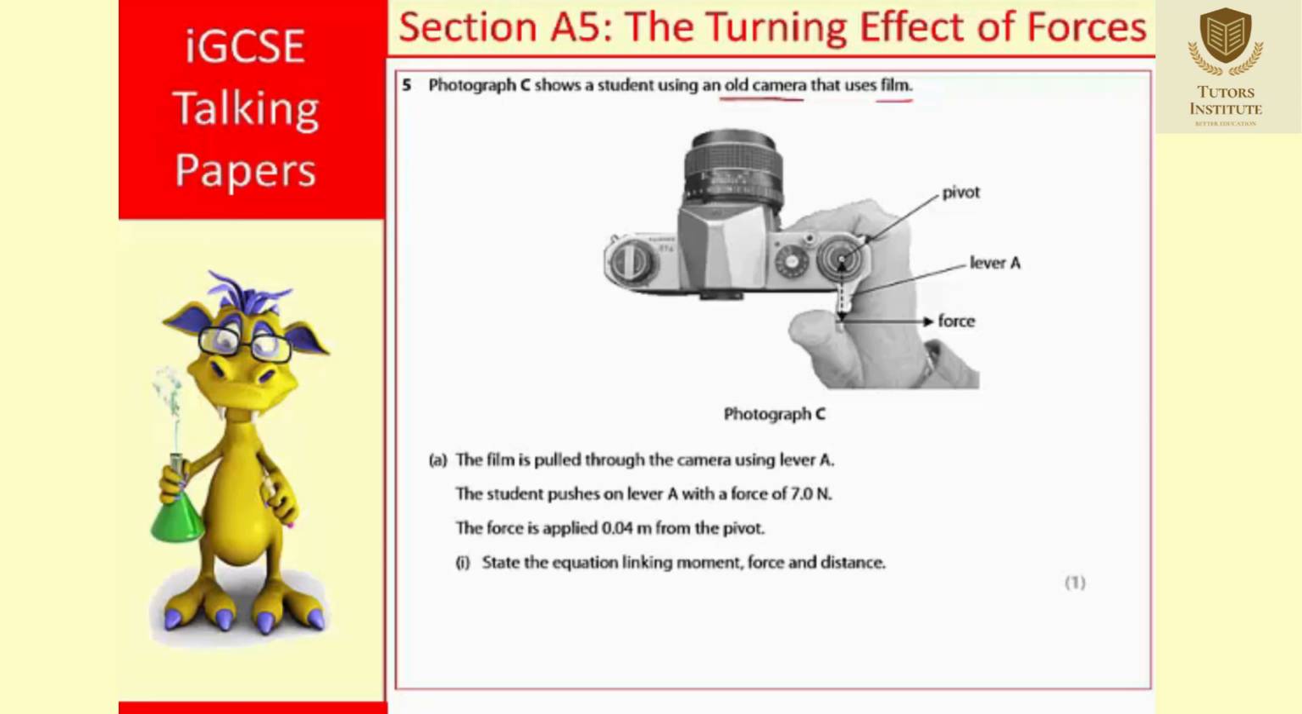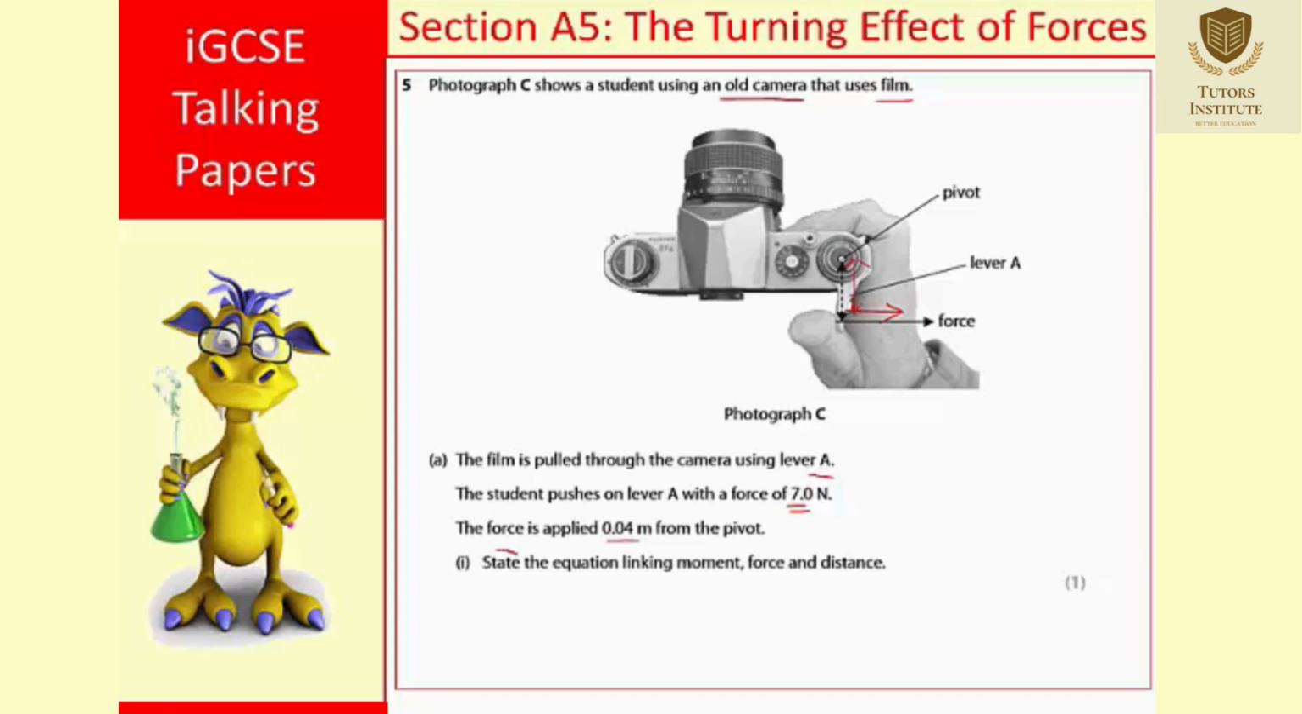Now it says the film is pulled through the camera using lever A. So here is lever A, and what you would do, you would pull it. So you pull it with the force in that direction there. Student pushes on lever A with a force of 7 newtons. Now the force is applied 0.04 meters from the pivot. So from the pivot here to the point where it's being pulled is 0.04 meters.